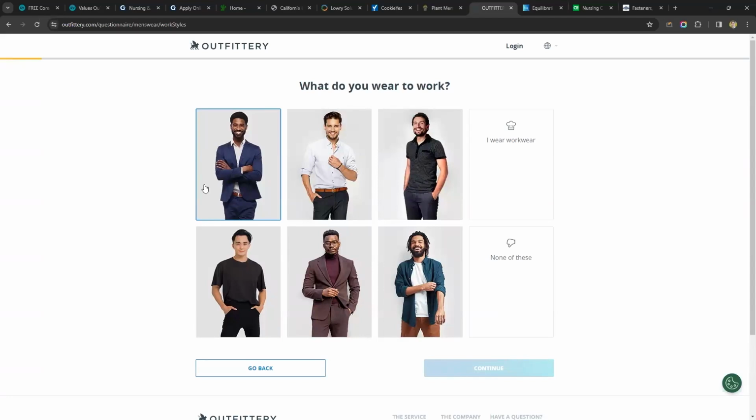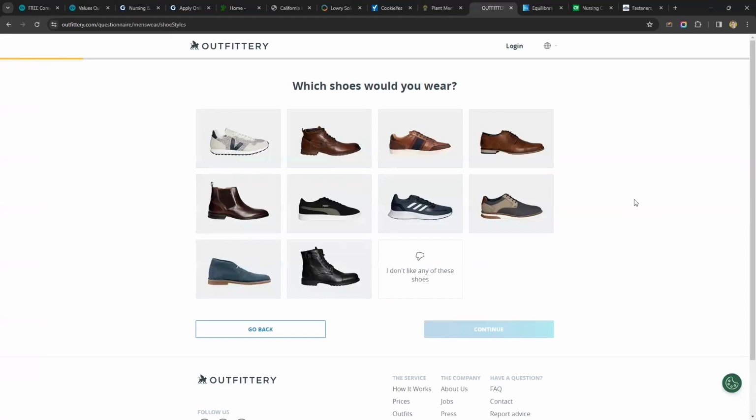And Lauren mentioned that Outfittery has a security seal issue on his browser, right? But anyway, so what do you want to wear at work? That's me. Okay, so that's me. I'll click. Okay. We go here, what shoes do you like to wear? And I'll say, I don't like any of these. This should be continued to whatever the next thing is.